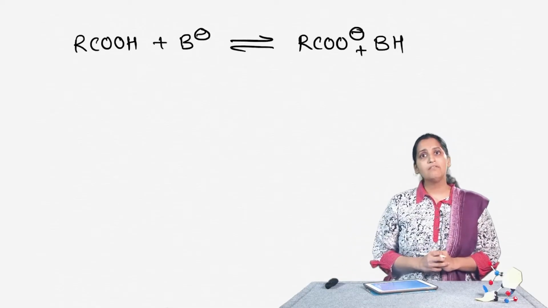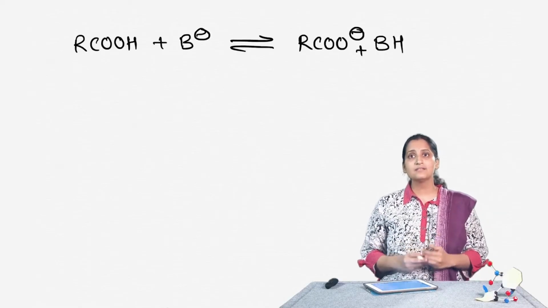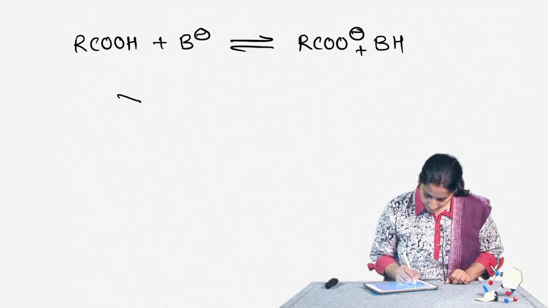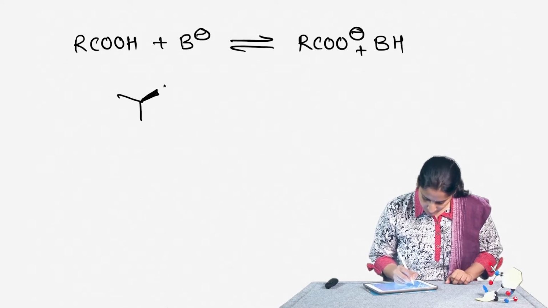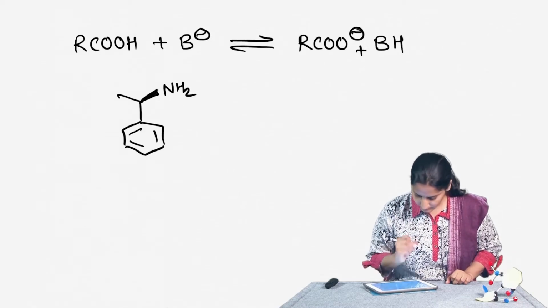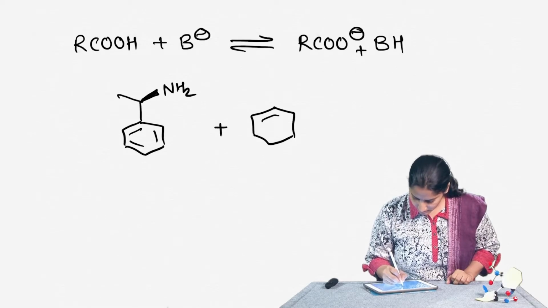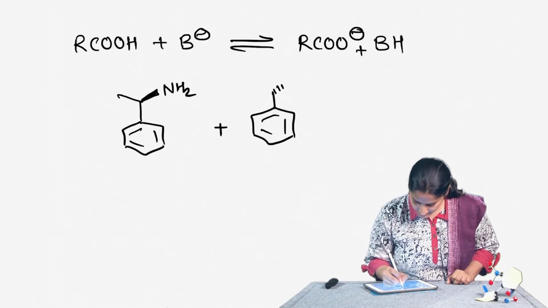Okay. So, now I have a mixture of R and S 1-phenylethylamine. Okay. So, let me draw the R form first. Okay. So, this is R and then this will be S. Let us confirm.